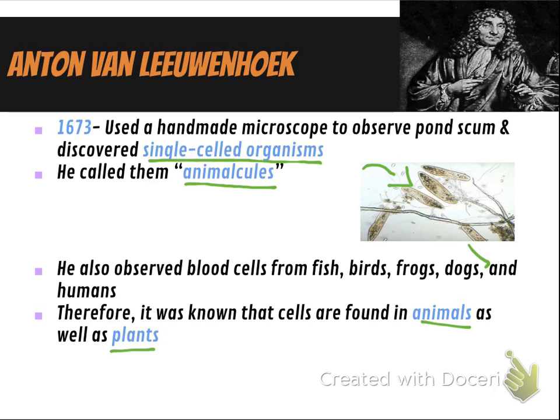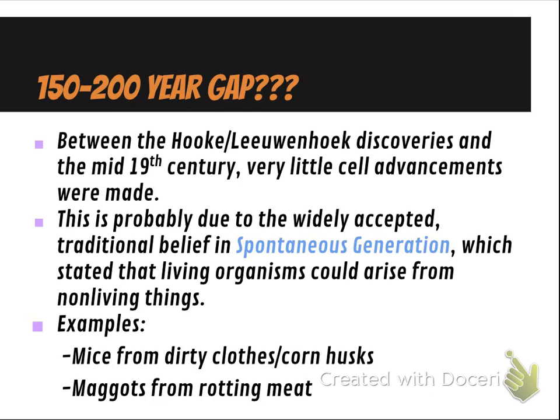Now, after van Leeuwenhoek, we have this 150 to 200 year gap where there really weren't any major movements or discoveries in the understanding of cells. And most of that was due to this widespread traditional belief of spontaneous generation, where basically scientists believed, because of what they observed, that cells arose from non-existent life.